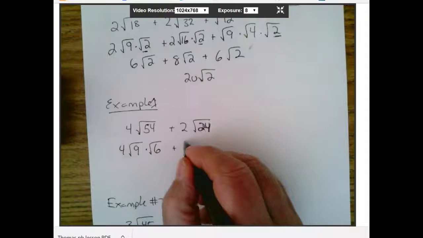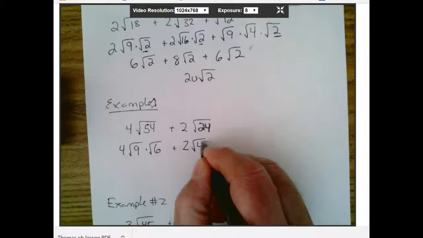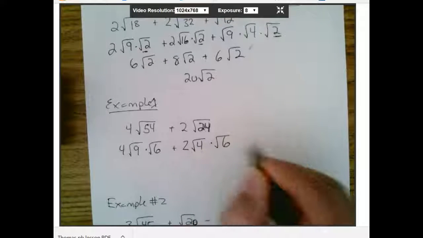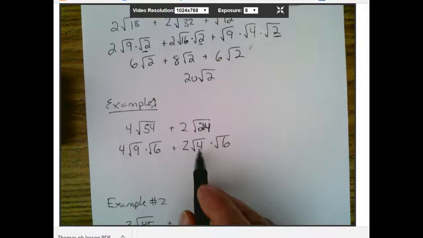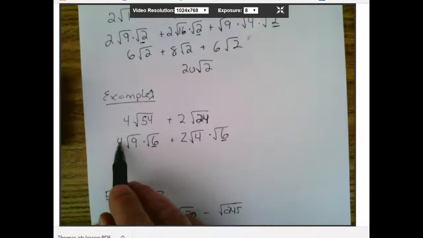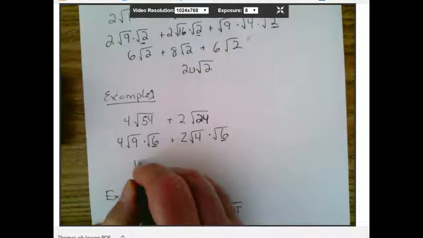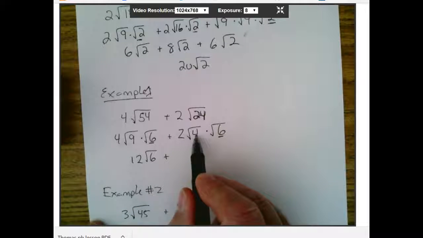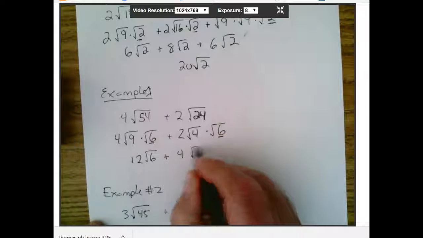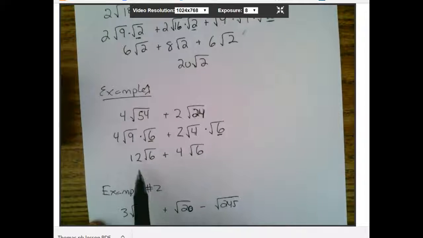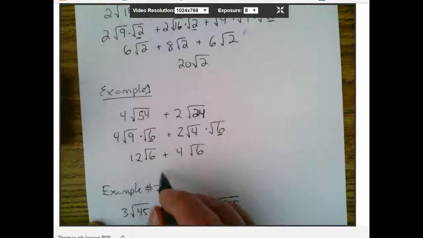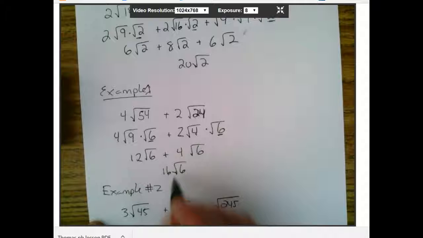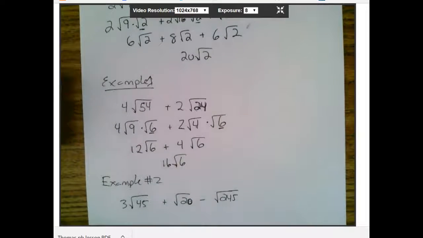So here we're going to go 2 times the square root of 4 times the square root of 6. I'm picking these 9 and 6's because they're square roots and I can divide them out and I'll be left with like radicals, right? So 4 times the square root of 9 is 4 times 3 is 12. Square root of 6 plus 2 times the square root of 4, which is 2, is 4 square root of 6. And then I'm just going to add them together. 12 plus 4 is 16 square root of 6. Okay, so that's that one right there.